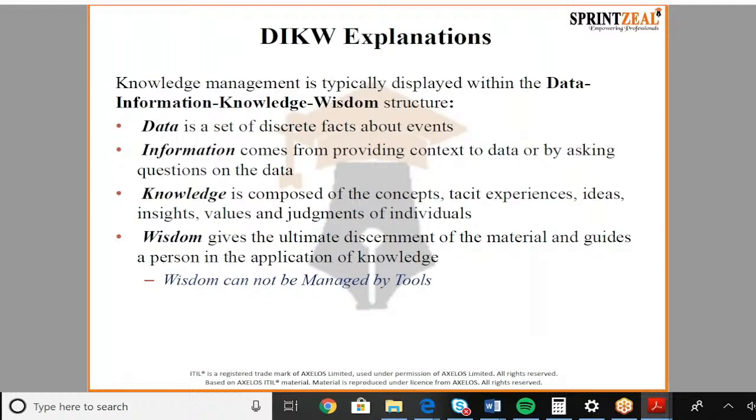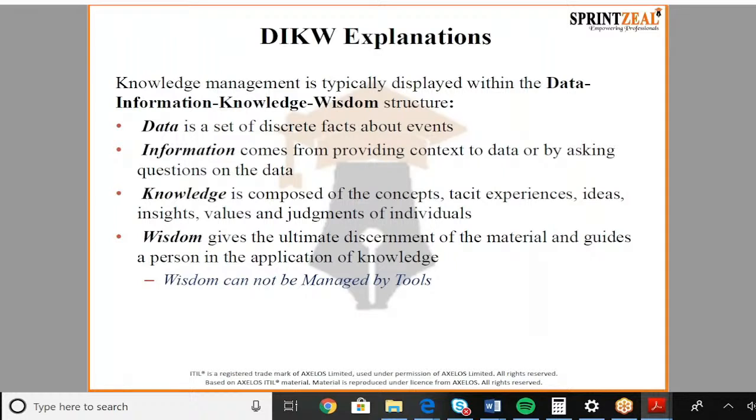Information comes from providing context to data or by asking questions on the data. So it could be that my ticket gets routed to a tier 2 technician who then asks me additional questions. Okay, I received your ticket. What operating platform are you on currently? When was the last time you logged into our system? What is your profile name? And from those questions, he's moving from data to information.